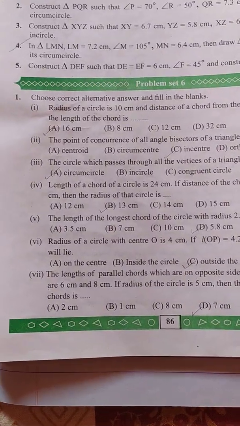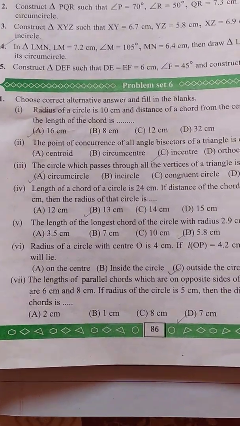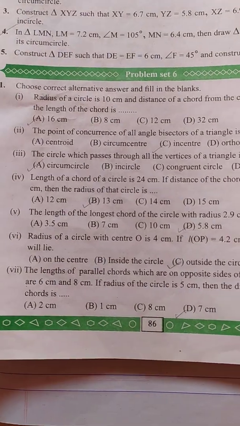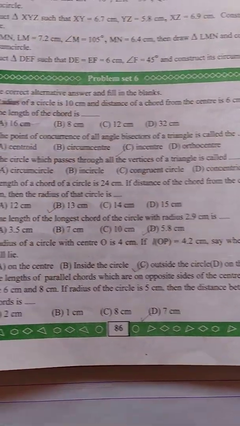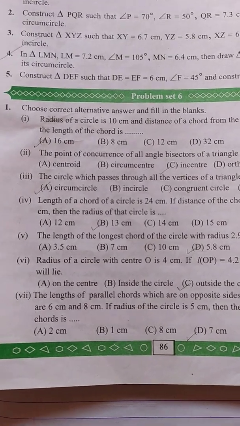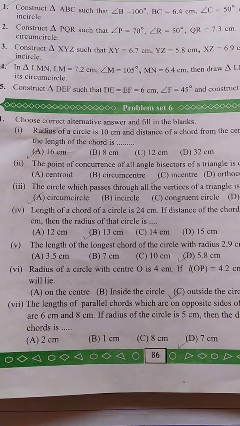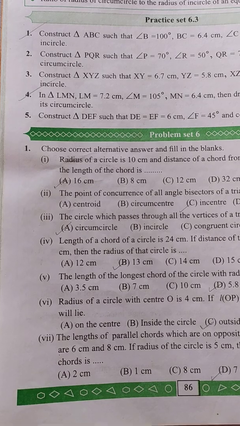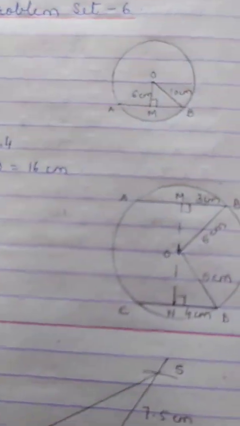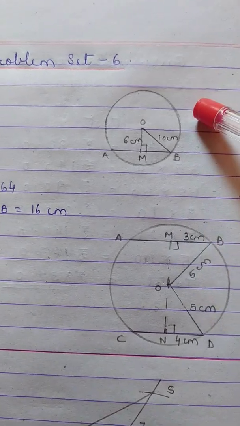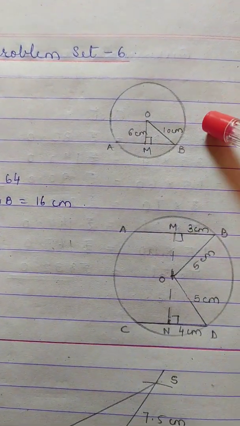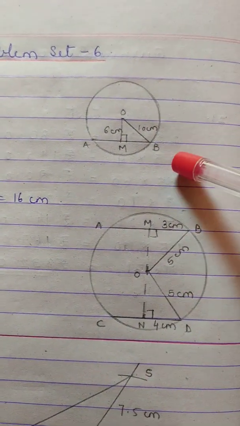Question number 1, radius of a circle is 10 centimeter and distance of a chord from the center is 6 centimeter. Hence the length of the chord is. We have solved these kind of questions in our exercise. I have drawn the figure, I'll show it to you. We are supposed to be doing it like this. You don't have to show the working. You can do it in rough and tick mark the answer.